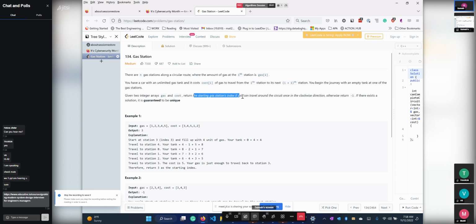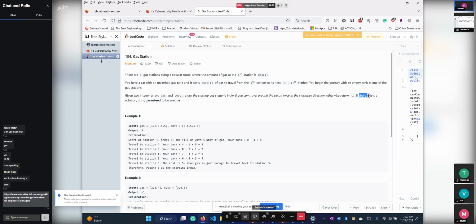So return the starting gas station index if you can travel around the circuit in the clockwise direction. Otherwise, return -1. Basically, if there is no possibility, let's say there is no solution, so whatever station you start from, you will not be able to complete the circuit or circle, then return -1.